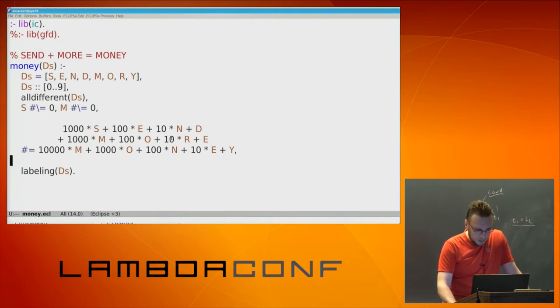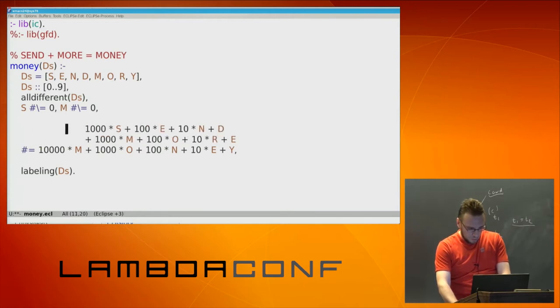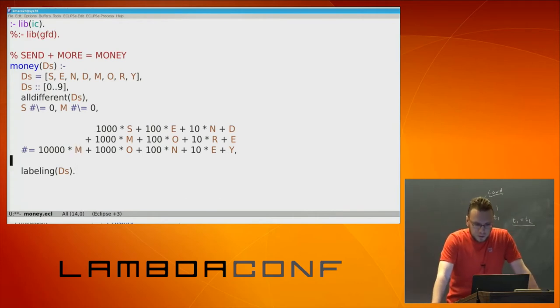Next, we have our main constraint. Let me align it. It's just a representation of our equation in the syntax of ECLiPSe. This is the least significant digit. The next digit will be multiplied by 10 and so on. So we have this equation. I hope it's clear how to convert an equation into this multiplication constraint.